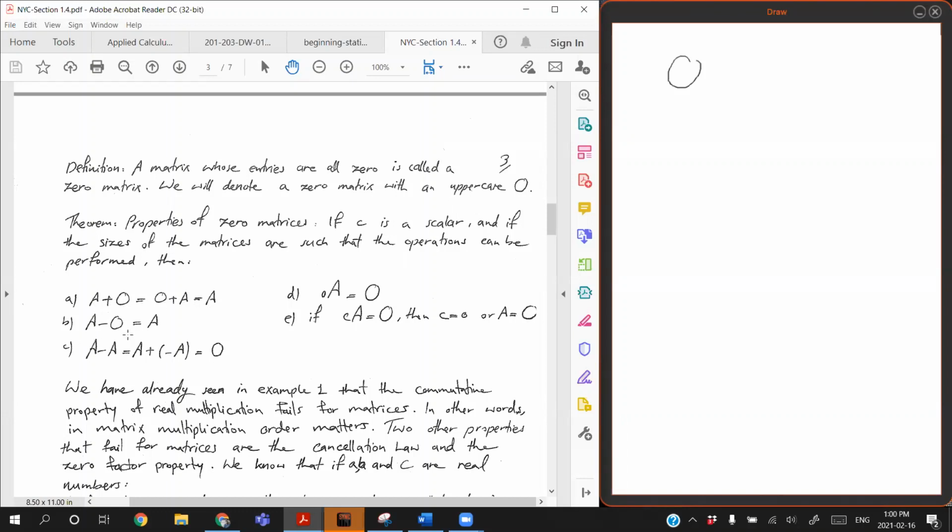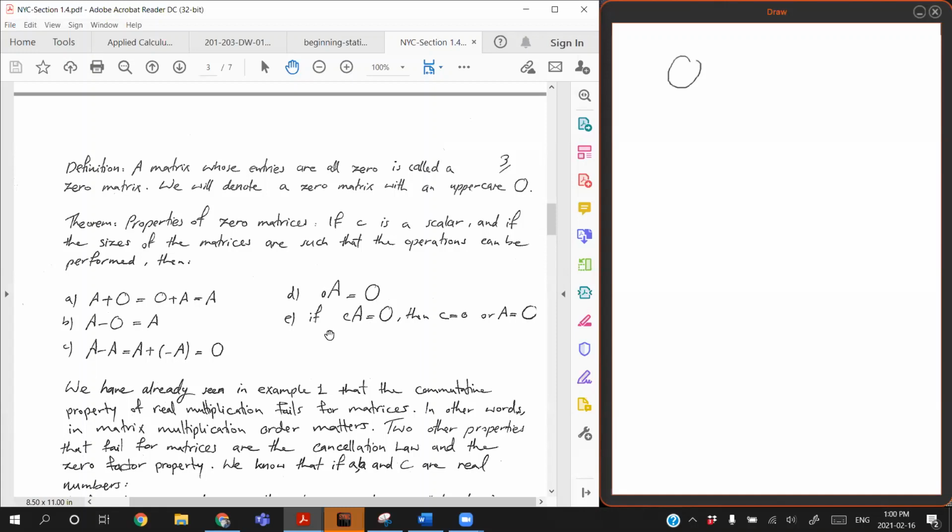Matrix A minus the 0 matrix is going to be A. If you add up matrix A and the negative of matrix A, or if you just do A minus A, you're going to get the 0 matrix. If you multiply the number 0 by any matrix, you're going to get the 0 matrix. I think that's clear because you have to multiply that 0 by every entry. You get the 0 for every entry.